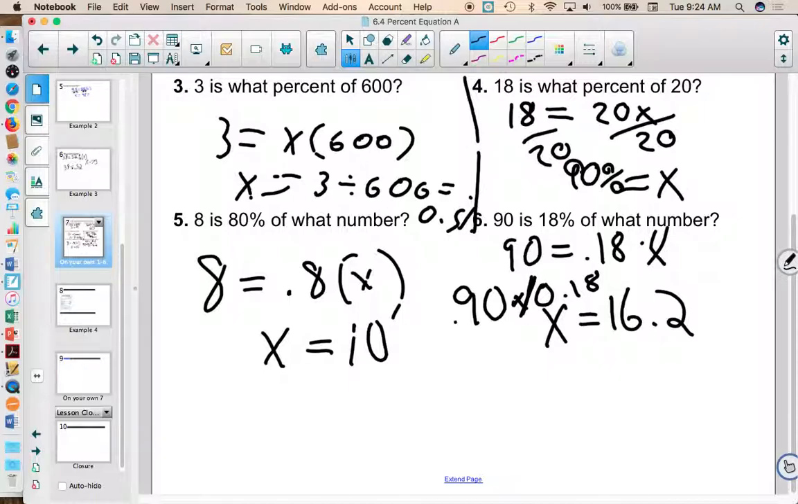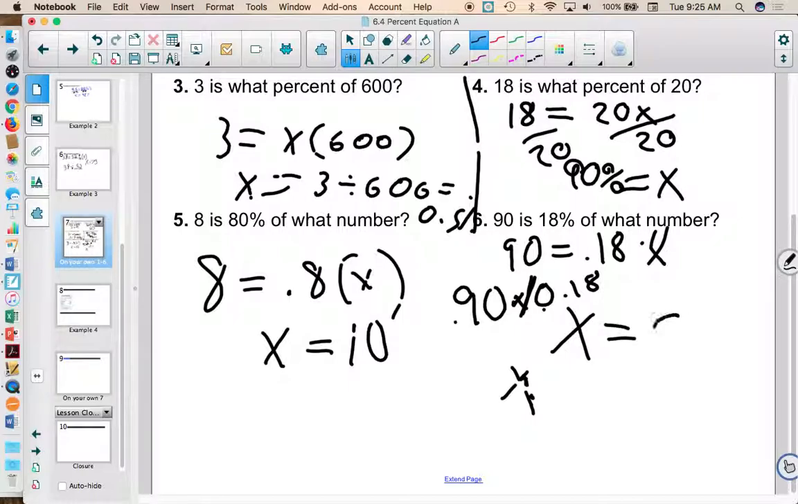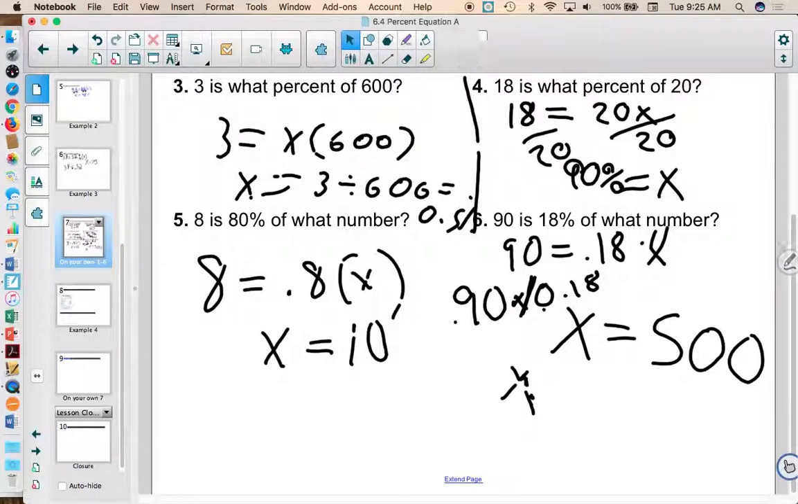Okay, but that's why I'm going to erase this one, okay? There we go. X equals 500. I agree with that. Number 6, Landon: X wasn't by itself. And so to get X by itself, you had to divide both sides by 0.18. That was the division one.